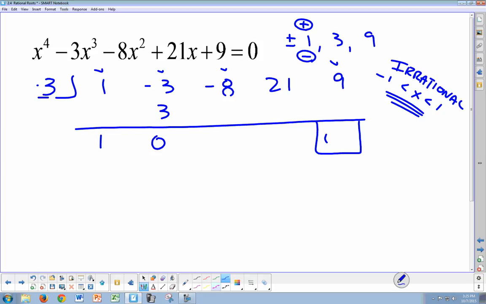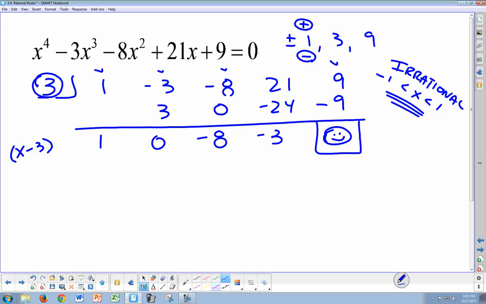This is going to be a 0, -8, -24, -3, and -9 gives me the 0 that I'm looking for. So I've got that one to work. And so I do find one, the number 3. Keep in mind that that's an x minus 3. I'll just put that out here as a factor.